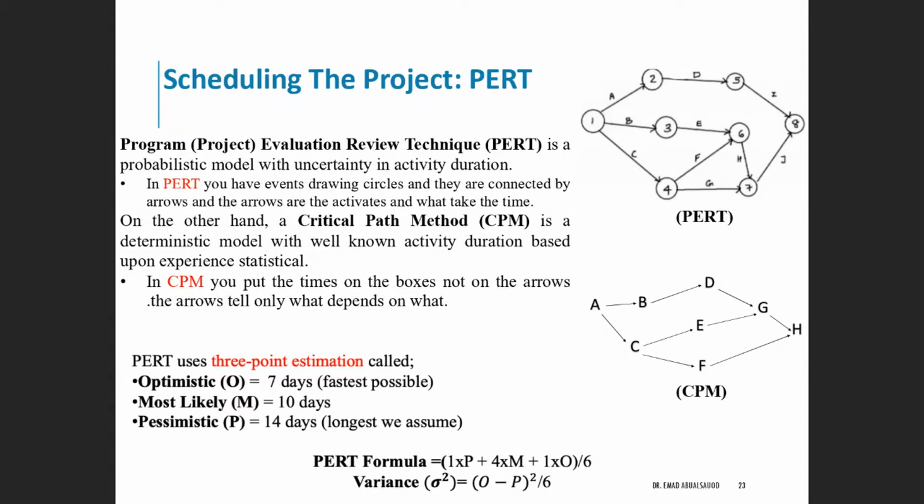For scheduling, we have covered some tools like the Gantt chart and the responsibility matrix. Today, we'll add a new tool to your list for scheduling and project management, which is PERT, the Program Evaluation Review Technique. This tool is very commonly and widely used for managing your activities or scheduling your activities in your project. It's a probabilistic model with uncertainty in activity duration.